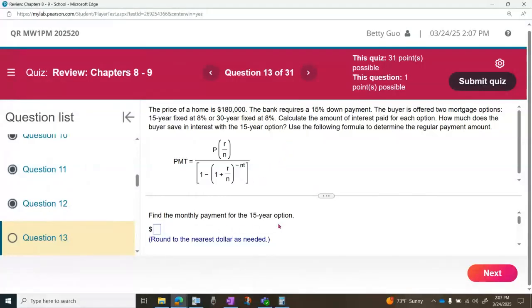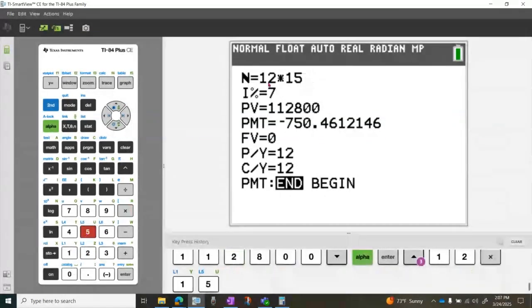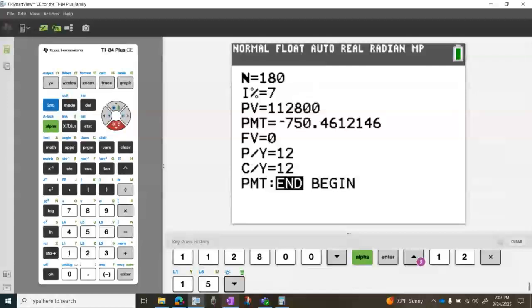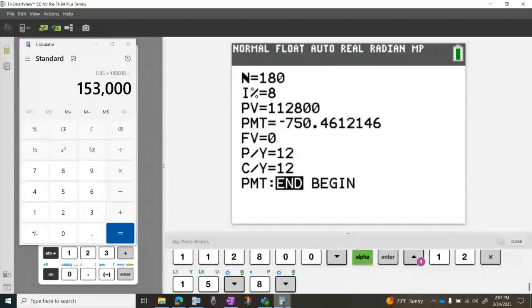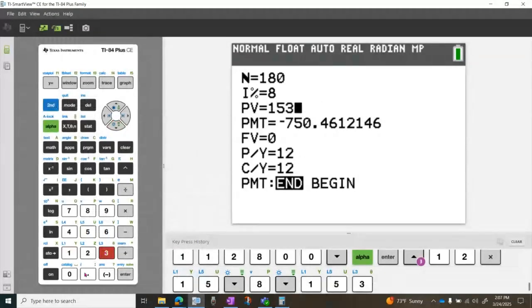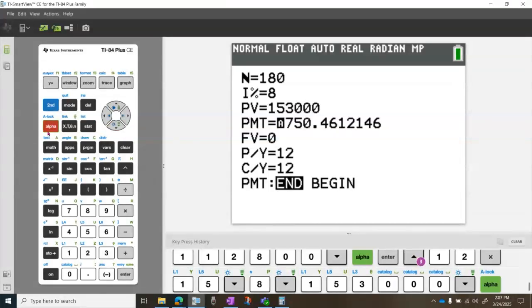$153,000. This is 15 years at 8%. 15 years, so 12 times 15. What is the interest rate? 8%. The loan amount, PV, is in my scientific calculator, 153 grand. Everything else the same, right? Future value 0, 12 and 12, end. So we're going to solve for the payment for the 15-year option.